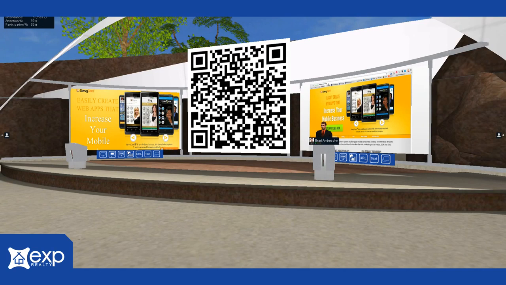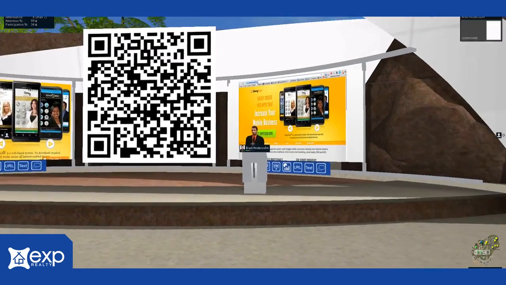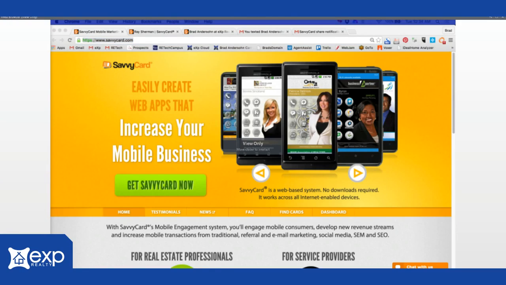So what I'm going to do is highlight this URL. If you are in the amphitheater space here, if you press the letter T, I'm going to put a link to it right here in the proximity tab, and all of you should be able to access the link right from the text chat. Just press T. It'll open up that text box. You'll see the link in there to Savvycard. If you can't see the text box, just type in savvycard.com.